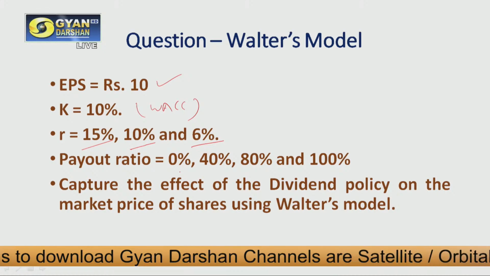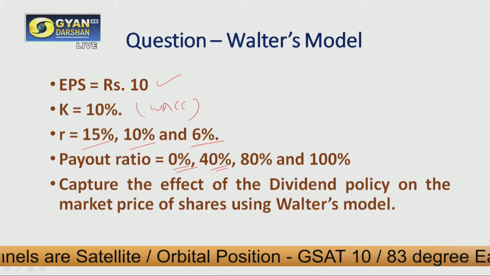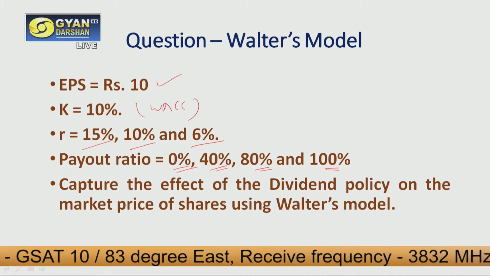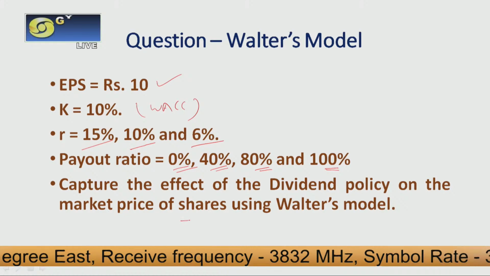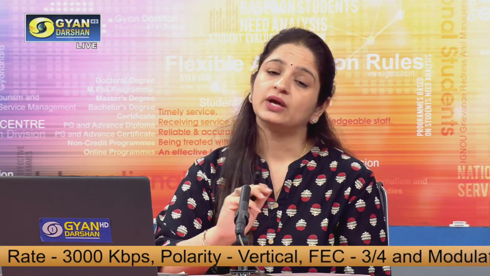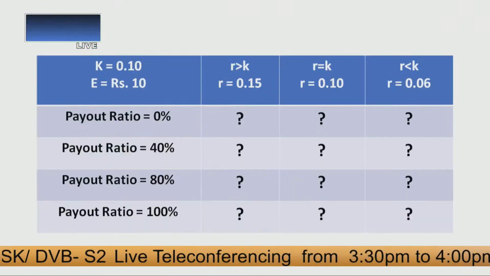And these three cases can further be tested for four situations when we have payout ratio 0%, 40%, 80% and 100%. We need to capture the effect of dividend policy on market price of the share using Walter's model. So we need to use our formula and do the calculations to get the market price under different scenarios given in our question. The solution can be presented in tabular form to present it neatly and understandably for the examiner when we are solving this question as students in our exams.